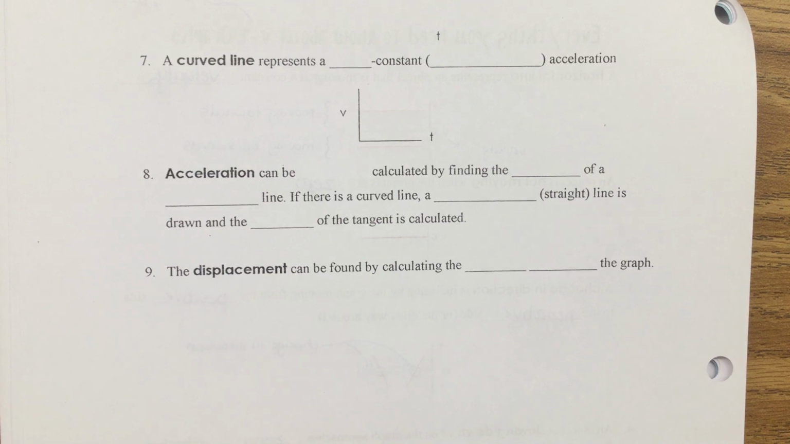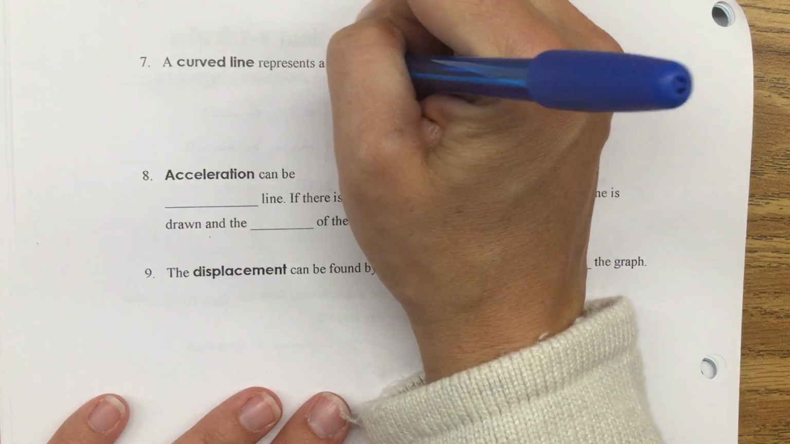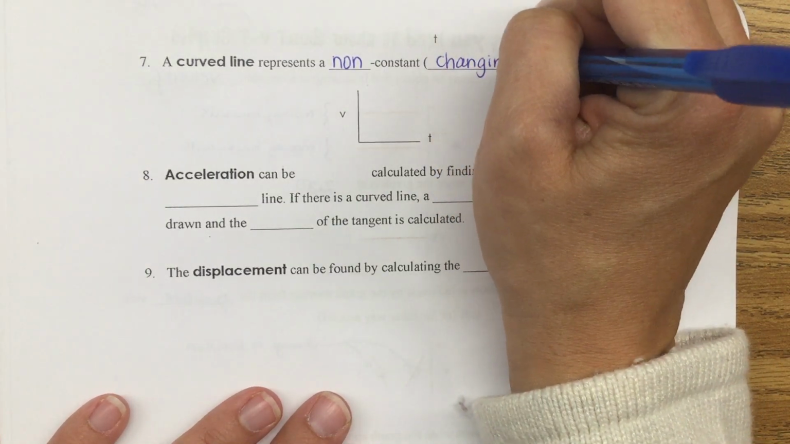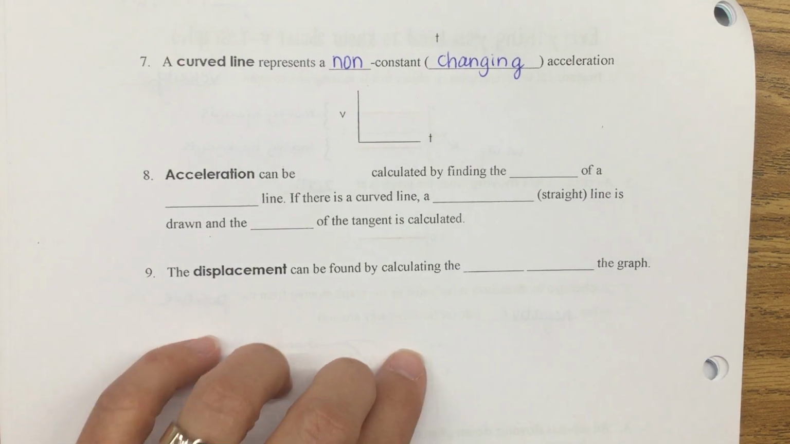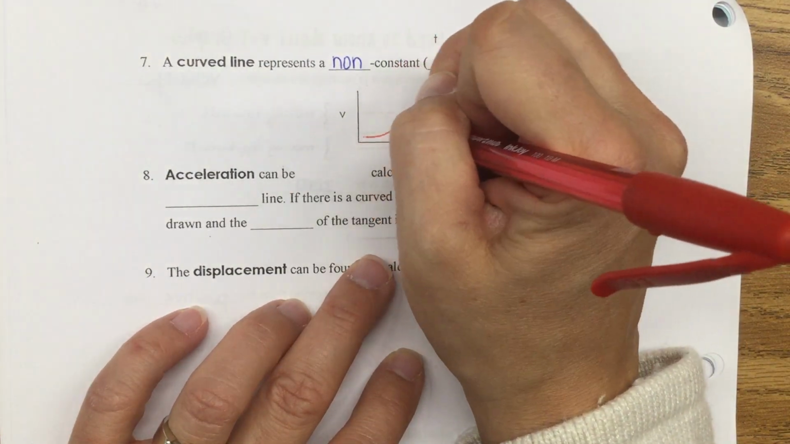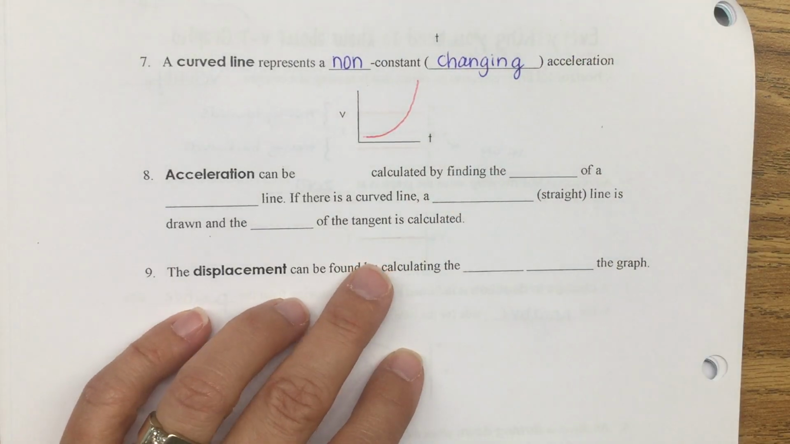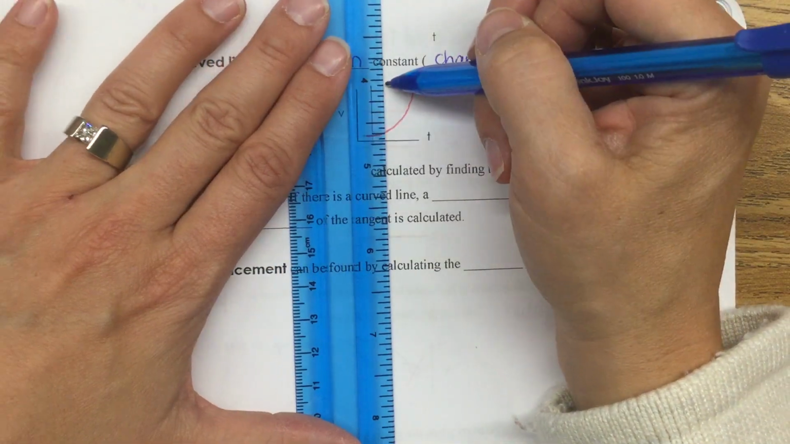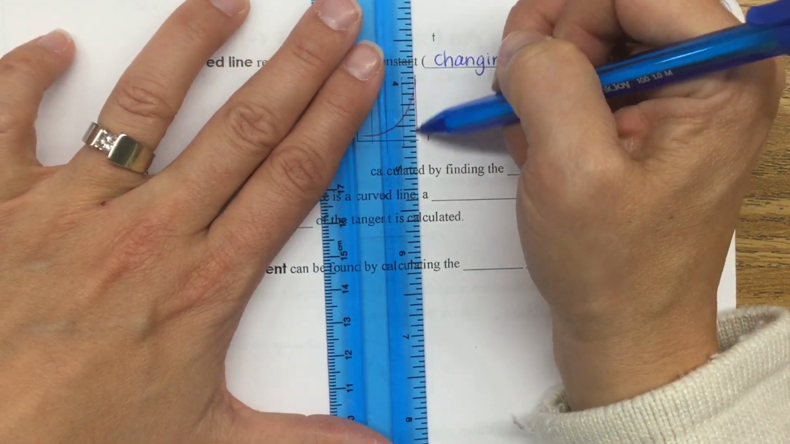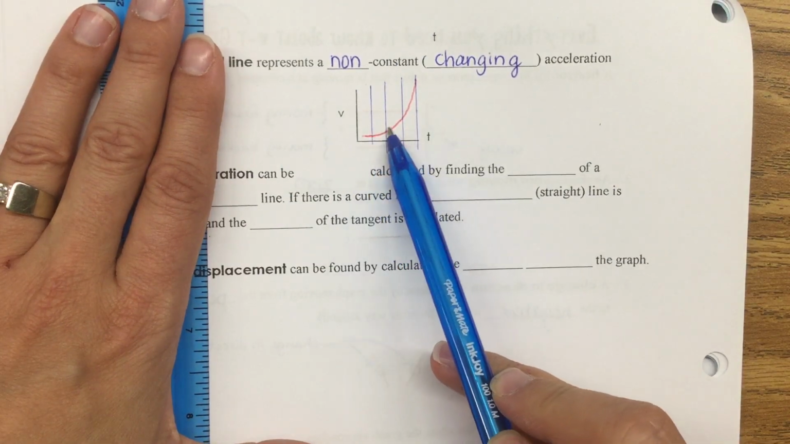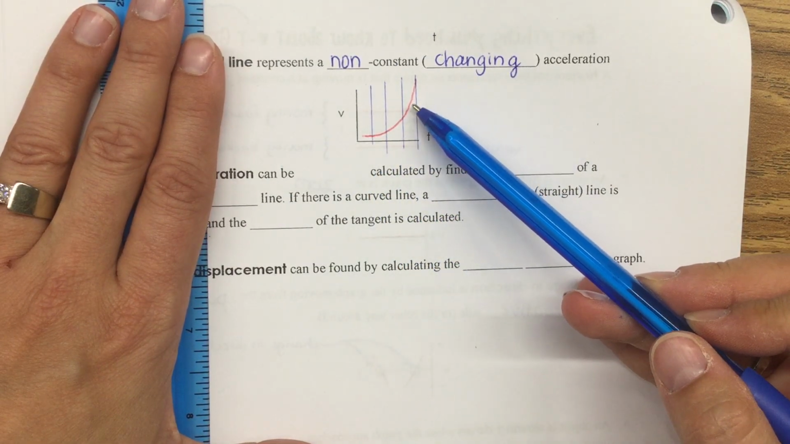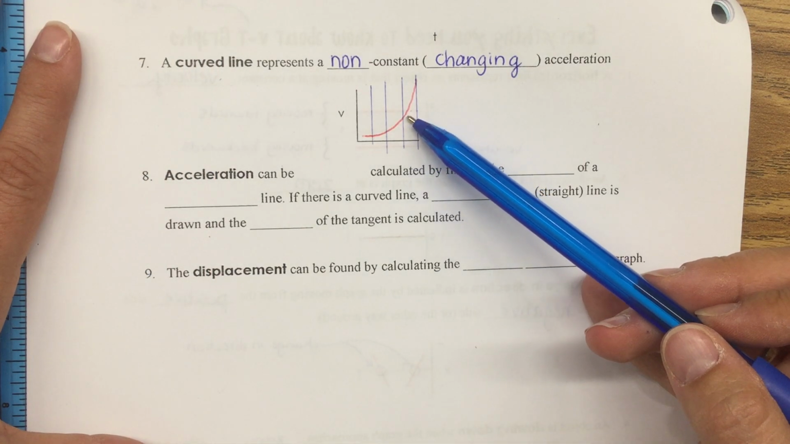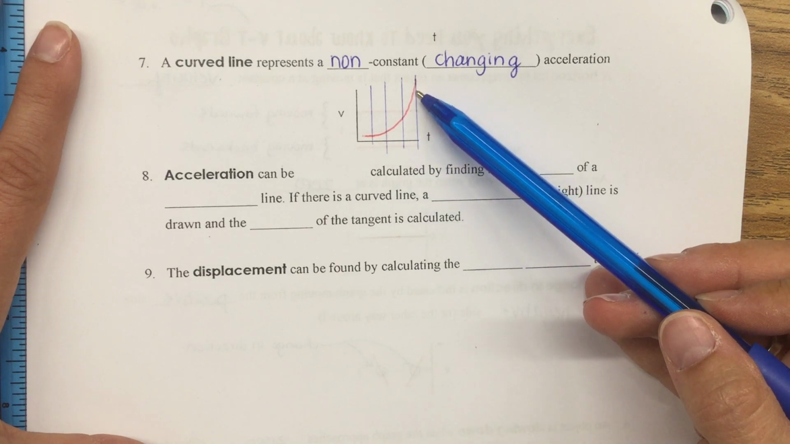Okay, a curved line represents non-constant or changing acceleration. So for example, if we had a graph that looked like this, we can tell, same thing like we did on a DT graph, right? If we were to chunk this up into even sections, we'd be able to see that the distance between each section, the line is longer and longer, which means that the velocity is not the same, which means we have changing acceleration, okay?